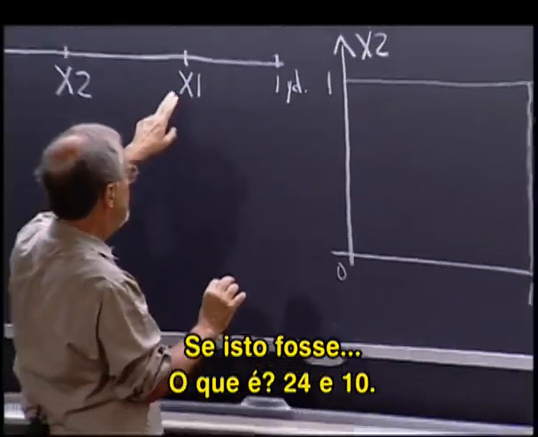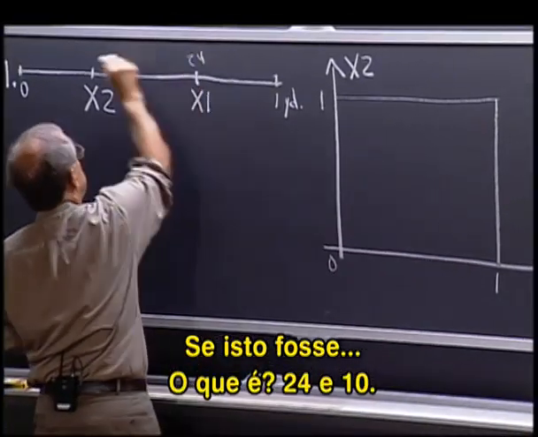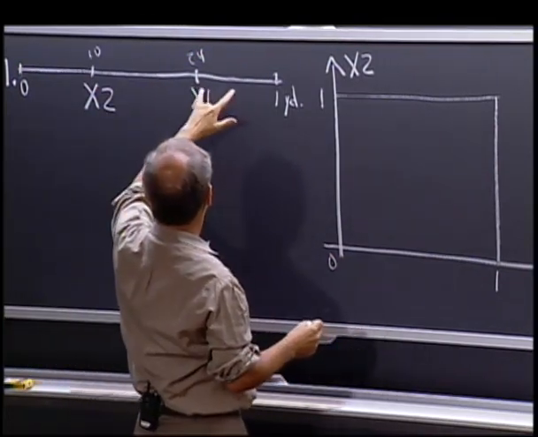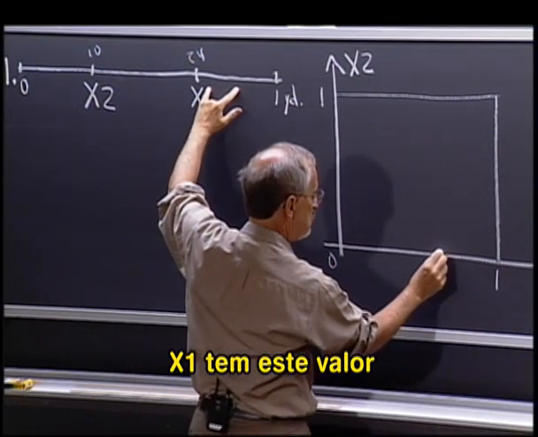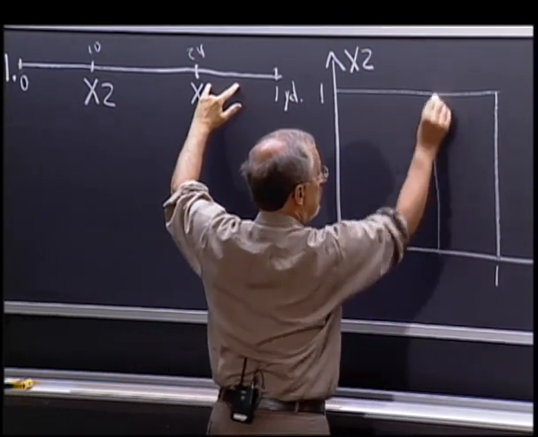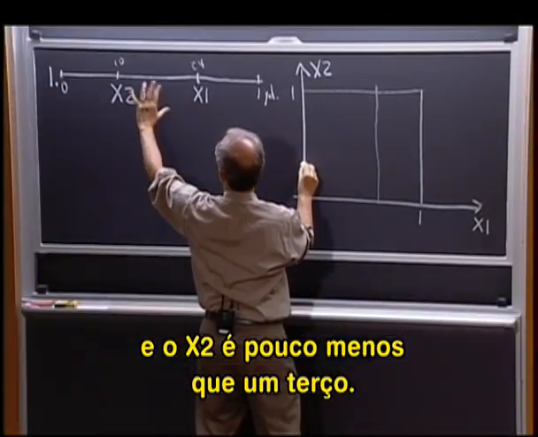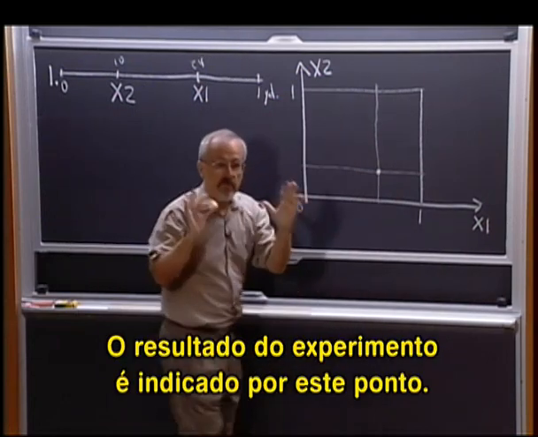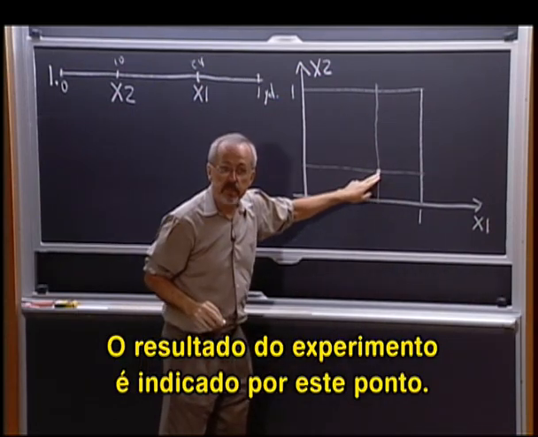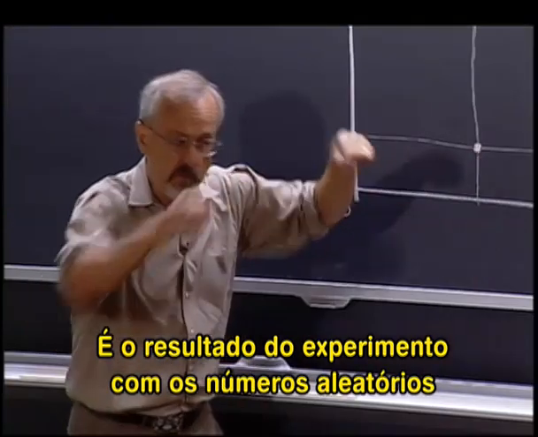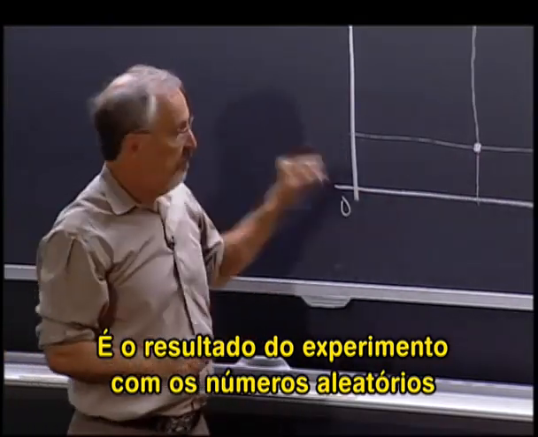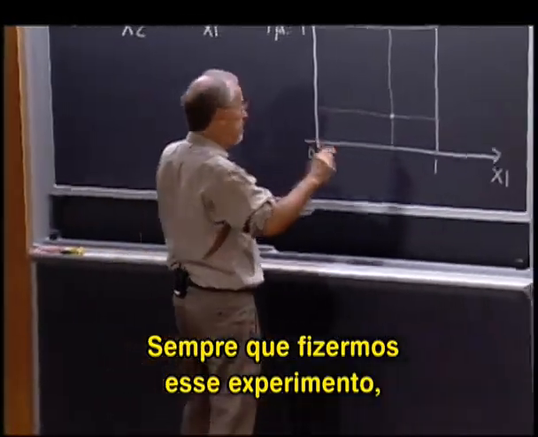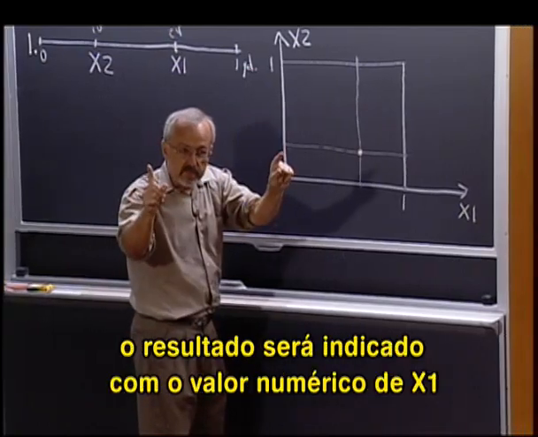Let's look. If this was 24 and 10, this is about 2/3. So x1 was this value. And x2, 10, is a little bit less than 1/3. It's over there. So the outcome of our experiment is shown by that point right there. That's the outcome of our experiment when we pulled random numbers from that basket.